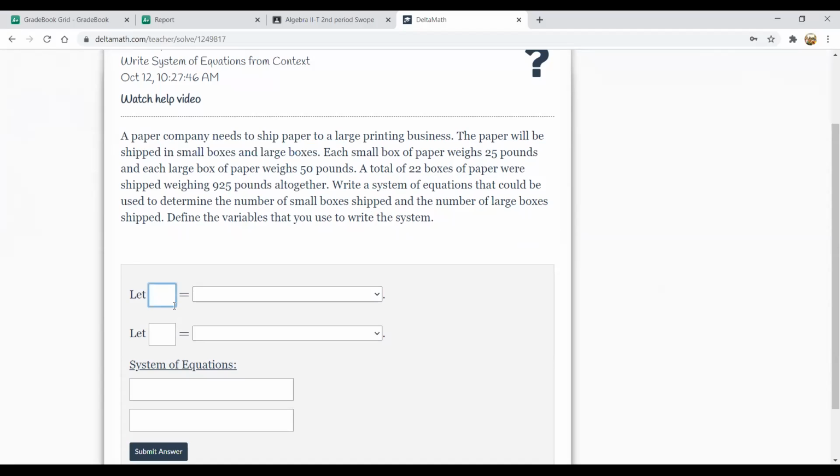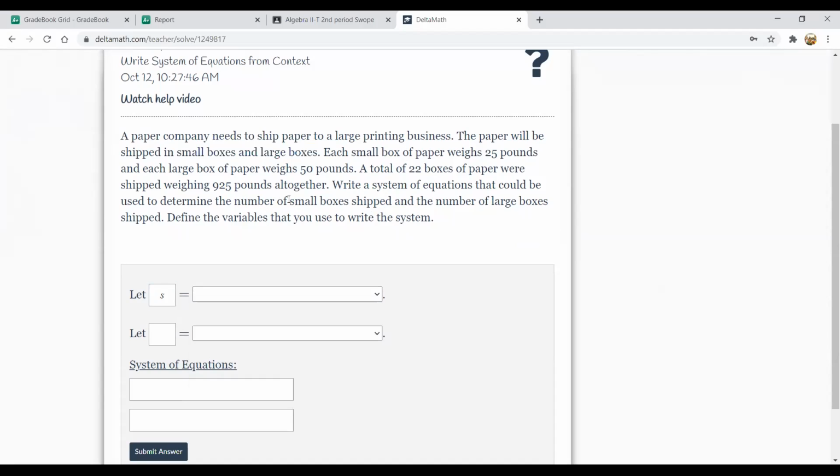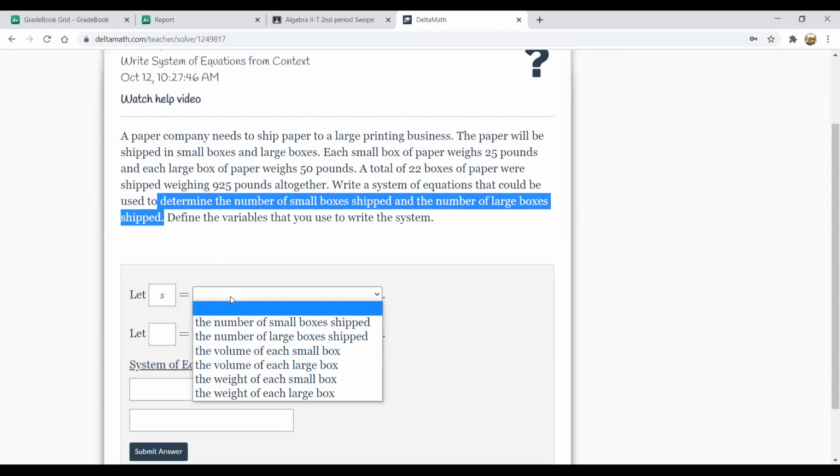So first off, we have small boxes. So I'll do S. And we're talking about the number. We're trying to find the number. A lot of times they'll tell you at the end of the problem what they're looking for. Not always, but we're trying to determine the number of small boxes and large boxes. So usually the last sentence, it's not always true. They could just switch it up, but usually the last sentence is the part where they actually ask what they want in terms of word problems like these.